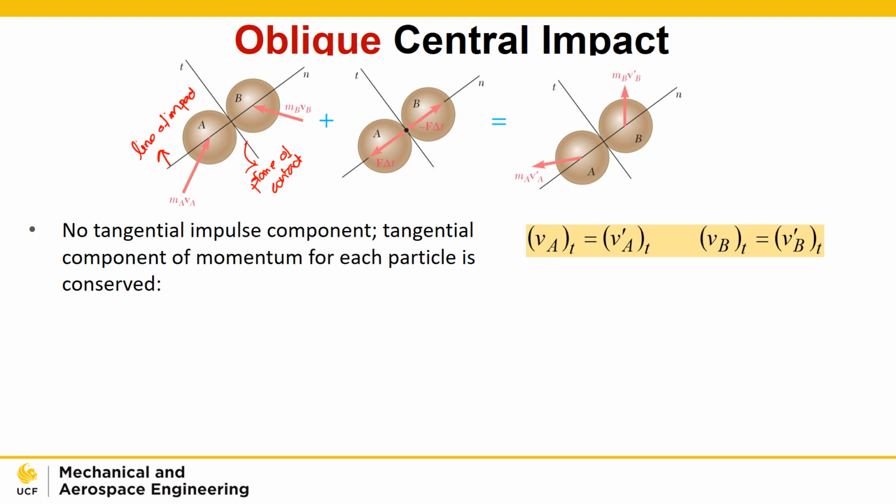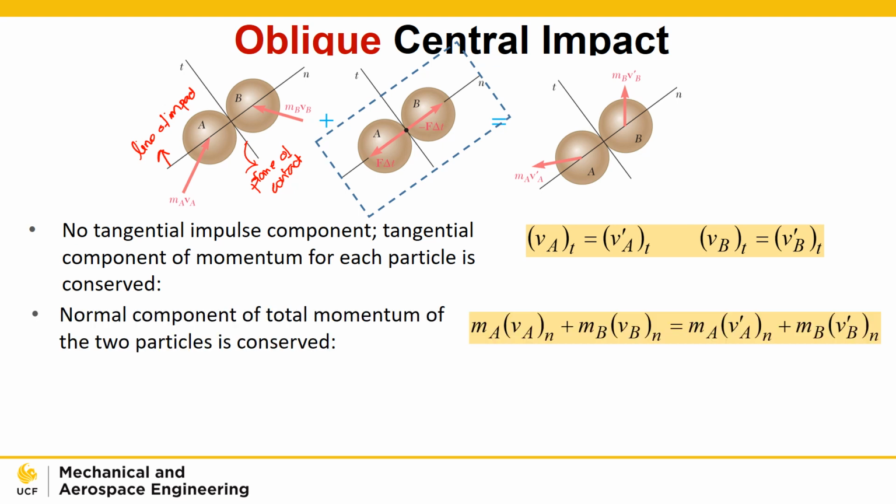Now, if we look at the system of particles, we'll note that there are no external forces acting on the system of particles along the n direction. The internal impulses acting on the two particles along the n direction are equal and opposite to each other. Therefore, the total momentum of the system of particles along the normal direction, or along the n direction, is conserved. Hence, mA vAn plus mB vBn is equal to mA vA'n plus mB vB'n.